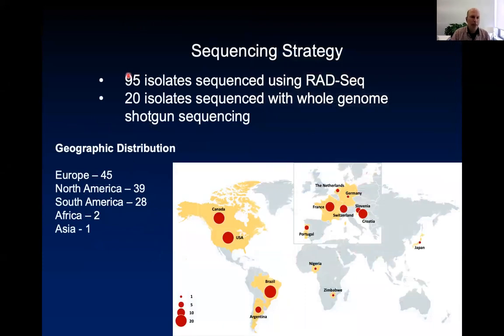So we sequenced 95 isolates using RAD-Seq. As I mentioned, we have 20 isolates sequenced using shotgun sequencing. We can actually combine both of these data sets together to identify polymorphisms in the genome. And this figure down here just shows the geographic distribution of the isolates that we included. Most of them are from Europe, North America, and South America.